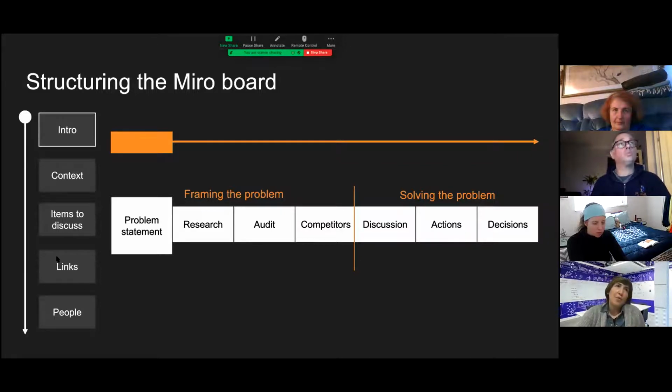What is it all about? Why are we here, to do what? What is the context? What do we need to discuss? Any links and people that are involved.